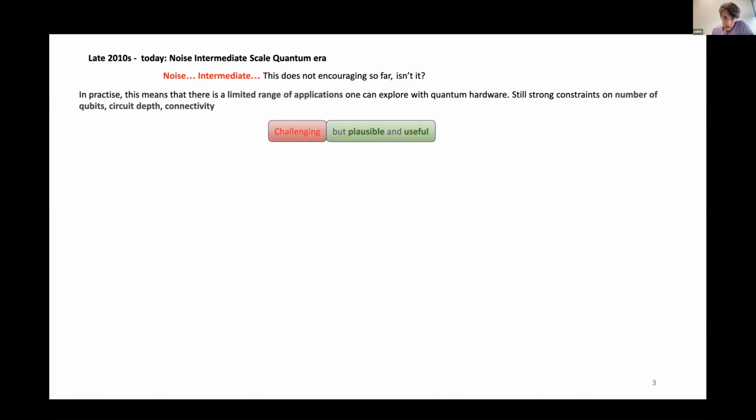But for me, this only means that it is a challenging field, but plausible and useful, because some people might give up on the idea of pushing this forward. But in my opinion, it is only a matter of focusing on those areas, on those applications that are useful already and can have some impact in the near future. And we think that one of these fields is quantum machine learning.